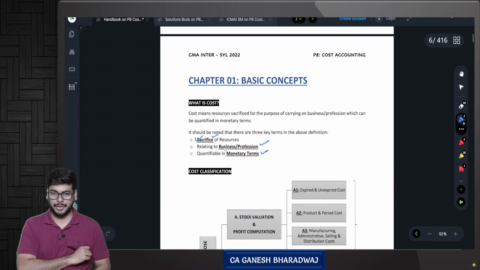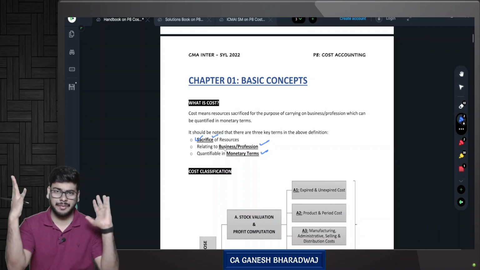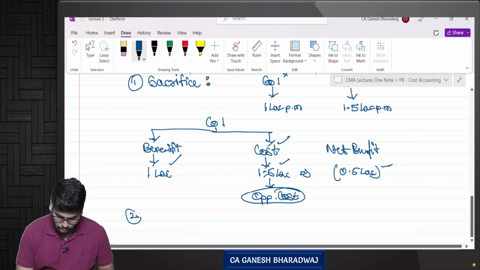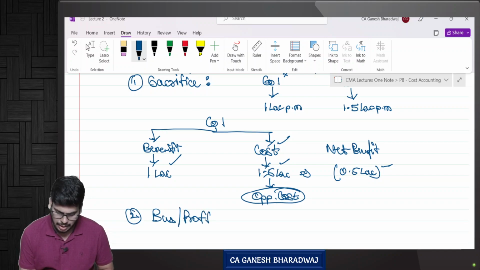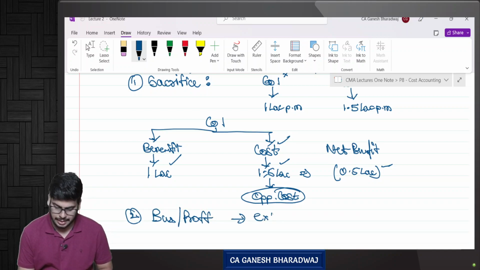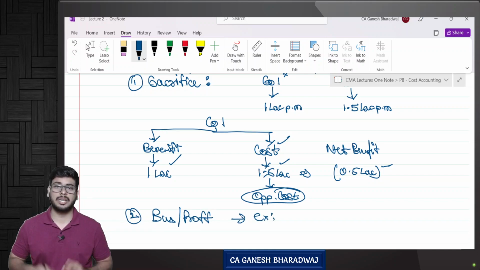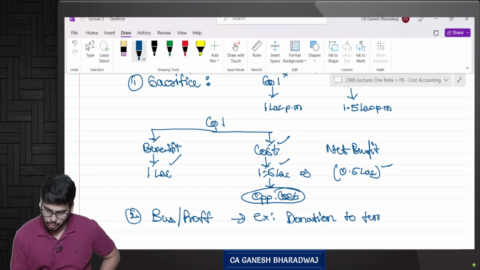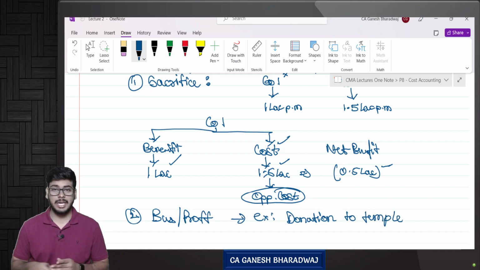to business or profession. Now, sir, if I make a sacrifice, automatically will it be called a cost? No, it should be relating to your business or profession. Okay, relating to business or profession. Sir, can you give an example? Yes. Let us say there was a company, they donated 1000 rupees to a temple.